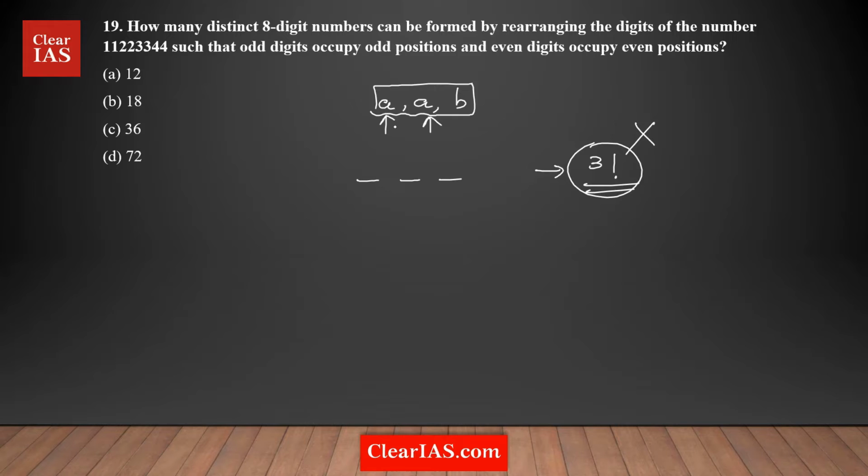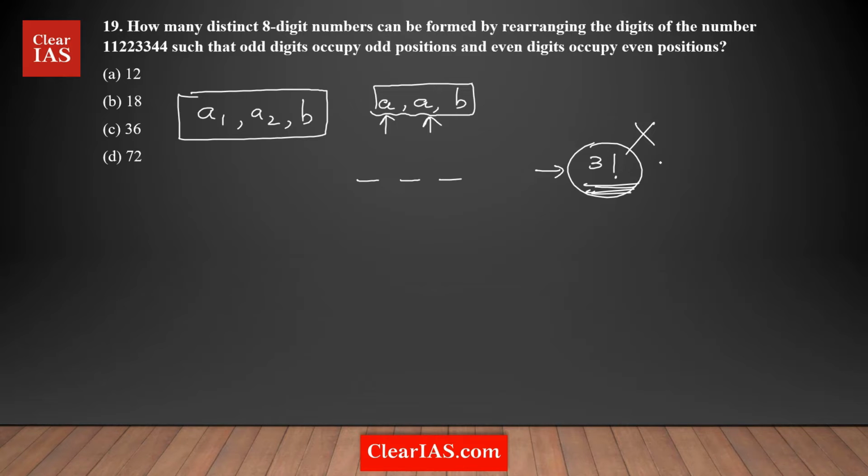But in this case, you can see A is repeating twice. For example, let's say it was A1, A2, and B. I'm just naming these letters so that now it seems like they're different, right? Now you have three different letters. In this case, your answer is 3 factorial because all the three letters are different.